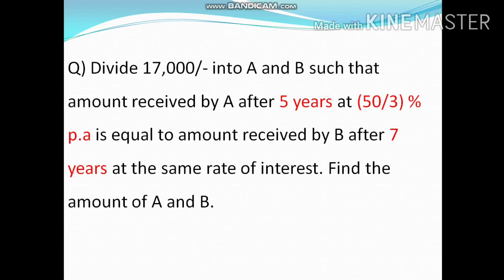Let's see one more problem. Divide 17,000 rupees into A and B such that the amount received by A after 5 years at 50 by 3% per annum is equal to the amount received by B after 7 years at the same rate of interest. Find the amount of A and B.